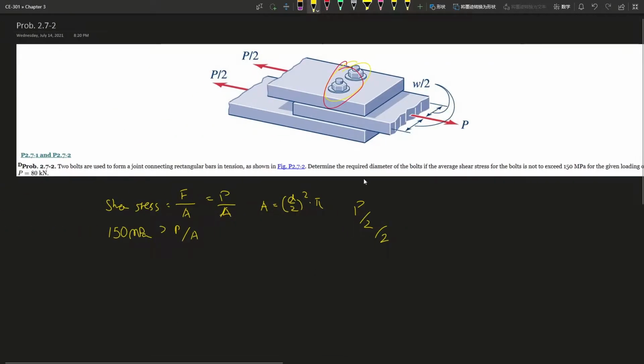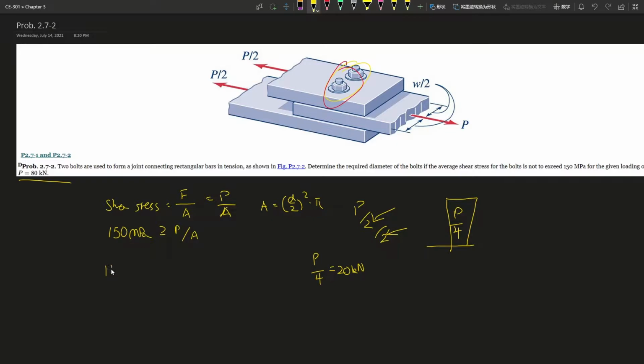So here we go. P divided by 2 divided by 2 is P over 4. This is the amount of load that each bolt experiences. There are two bolts, so we divide by two, and it's double shear, so we divide by two again. If it's single shear, then we don't need the two here. So now we have P divided by 4, which is 20 kilonewtons, since the 80 kilonewtons is given here. Now we just plug everything in.